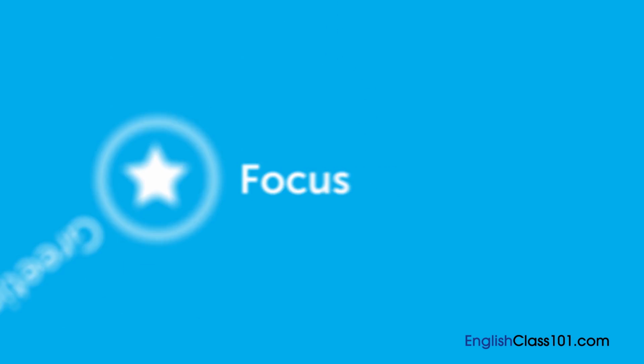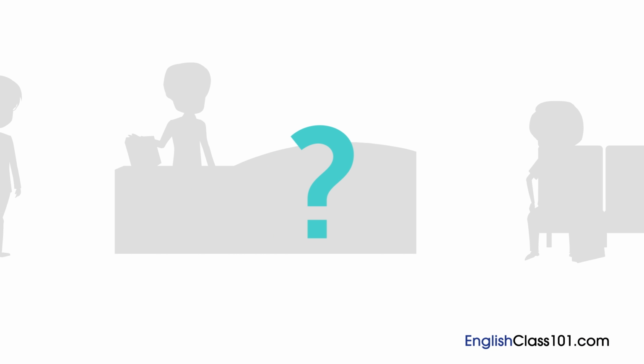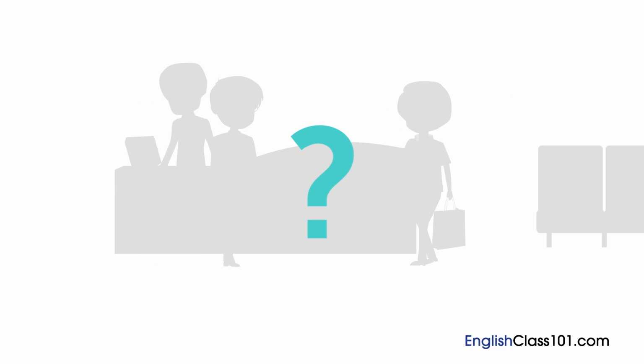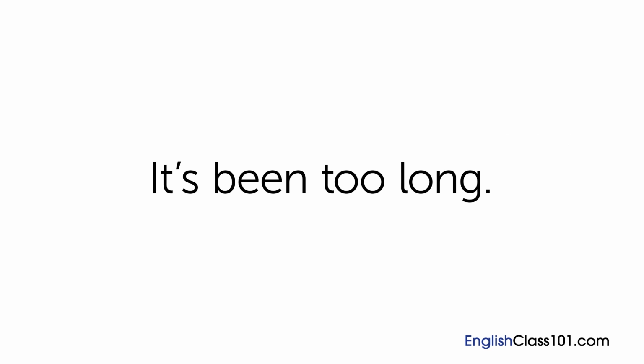Now the lesson focus. Here's how to greet an old friend in English. Ready? Do you remember what George said to greet Gustavo right after he arrives? It's been too long. First is a contraction for it and has. It's. Next is the word, been, and last is the phrase, too long. Together, it's... It's been too long.